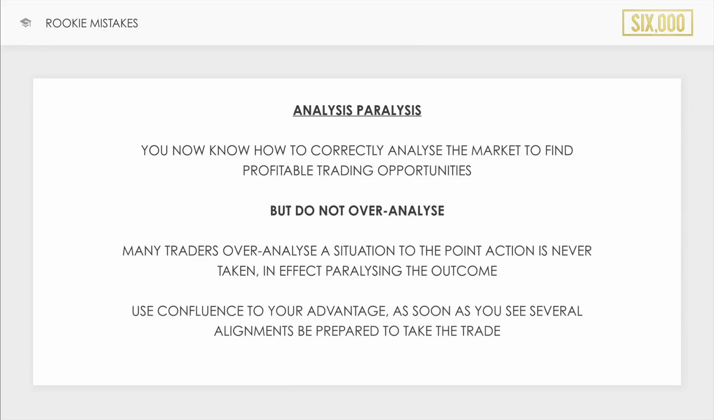Use confluence to your advantage. As I've showed you in the previous topic, step-by-step market analysis, I went over Euro US dollar and I also went over Bitcoin US dollar. So two totally different assets on different time frames. And as soon as you see several alignments, you see maybe the D point aligning with a support trend line, for example. You see the D point aligning with a horizontal channel. The D point aligns with the bottom support level. Then be prepared to take the trade.